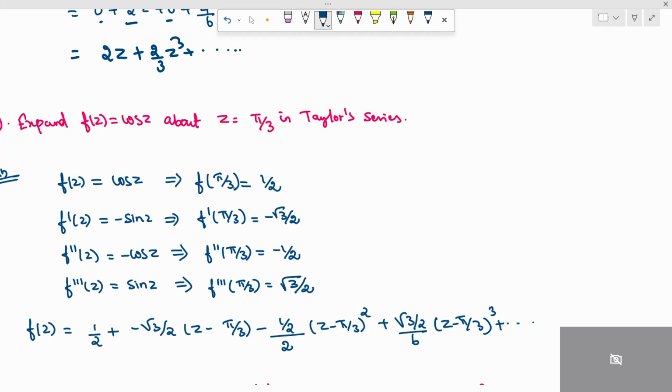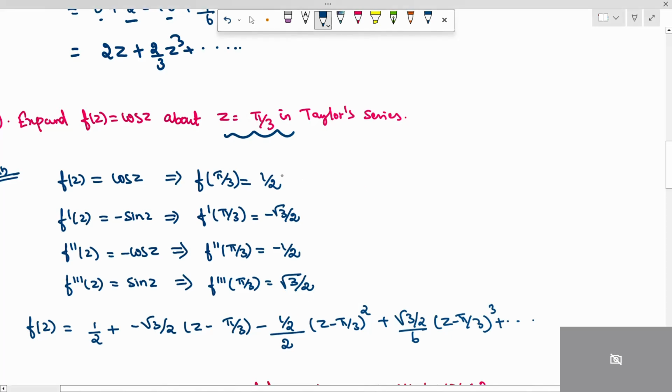And then find f of pi by 3. We have to calculate all the values at z equal to pi by 3. F of pi by 3 means cos pi by 3, which is 1 by 2, and then minus sin pi by 3 is minus root 3 by 2, and then minus cos pi by 3 is minus 1 by 2, and sin pi by 3 is root 3 by 2. And then substitute all the values in the formula, and we will get the required Taylor series like this.